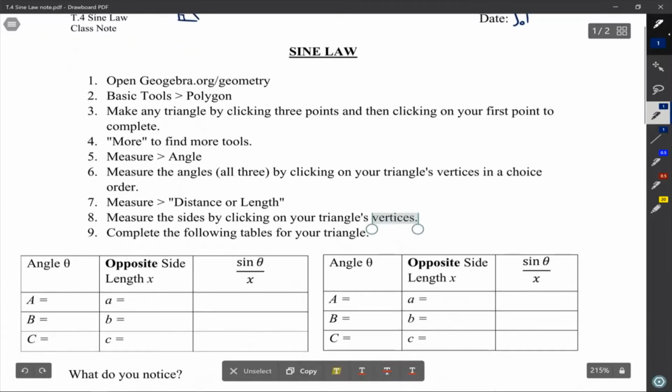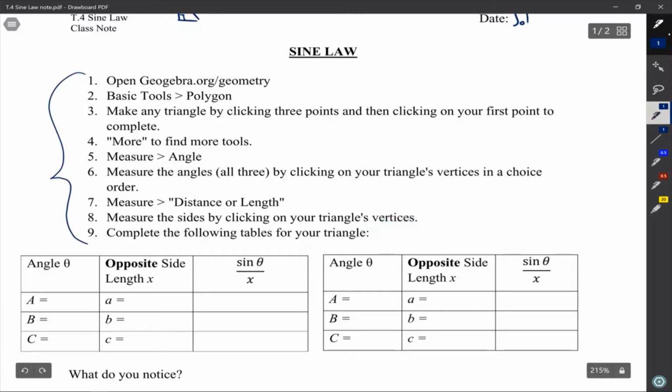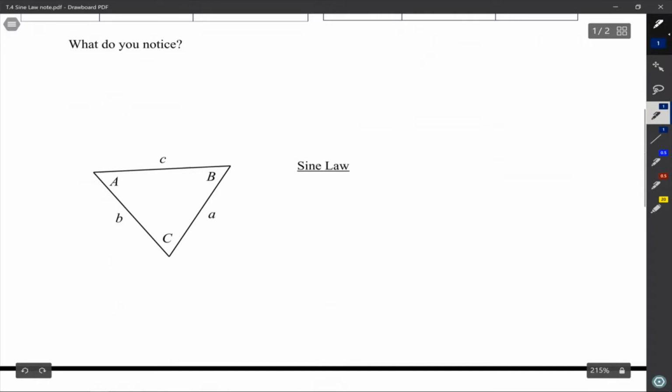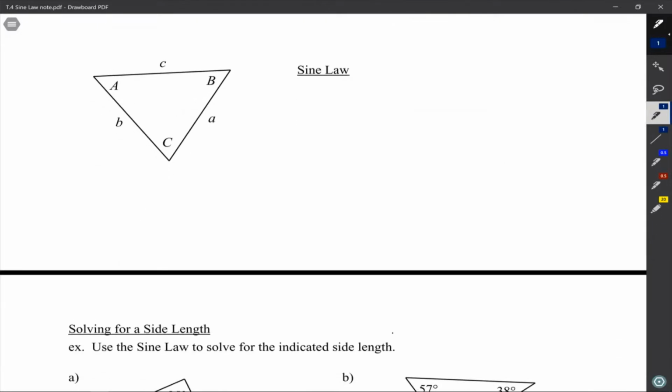What you're going to do with all of these steps here, I'm not going to show you how to do those because you're going to go over those in class. But we're going to jump all the way down to our sine law. And here we have a triangle. This one's already labeled. You'll notice we have capital letters to represent our vertices. Those are the points, right? The corners of our triangle.